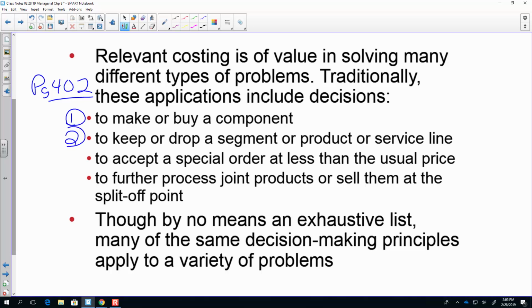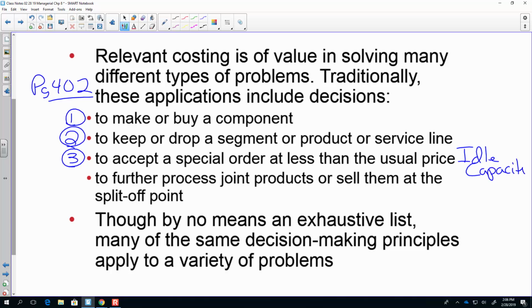We might get to keep or drop a product or segment. Remember, McDonald's is always looking at a different product maybe to introduce, and how do they come to that decision process. Number 3, special order. And we're going to look with special order at idle capacity.